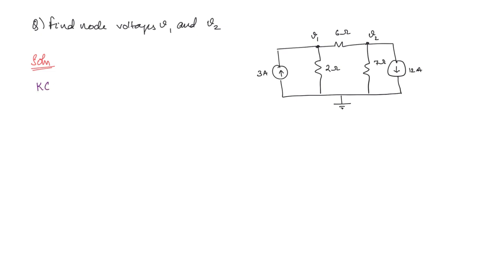Applying KCL at node 1, the currents entering should be equal to the currents leaving the node. Just for the sake of writing the KCL equation, I will draw this once again. Here 3 amperes from the current source is entering. This is 6 ohms. This voltage is V1, this voltage is V2, and this is the reference node. We will take the currents to be in this direction in the resistors. So 3 is equal to the current through 6 ohms plus the current through 2 ohms.